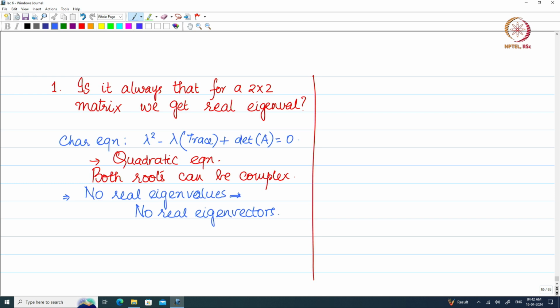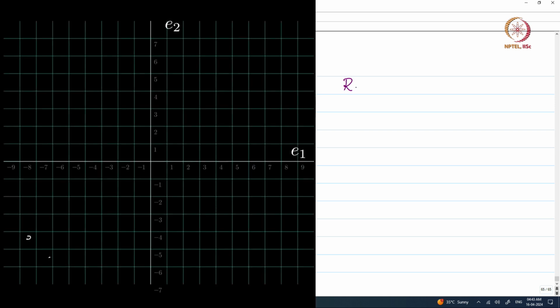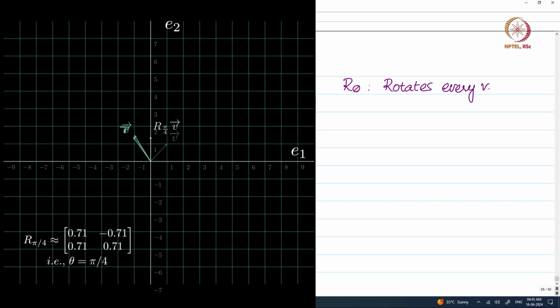And now what does that mean? That simply means there is no such transformation, there is no fixed direction. That means any vector that you give, this transformation is going to throw it to a different direction. Where do we see an example? The best example that we look at is basically the matrix R theta, which basically rotates every vector by an angle theta.